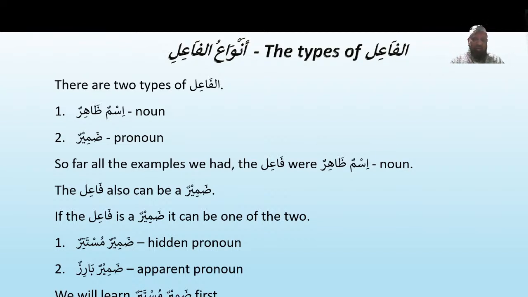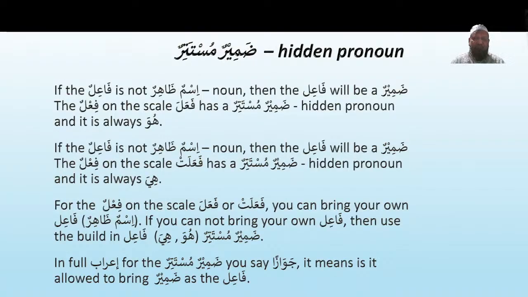If there is no ism dhahir in the sentence that we can make the fa'il, then we have to go back to the damir and look for damirun mustatirun. If the fa'il is mudhakkar on the scale of fa'ala, the damir mustatir will be huwa. And if the fa'il is muannath, it is on the scale of fa'alat, and the damirun mustatirun is hiya. So we went through this. What is damir mustatir?